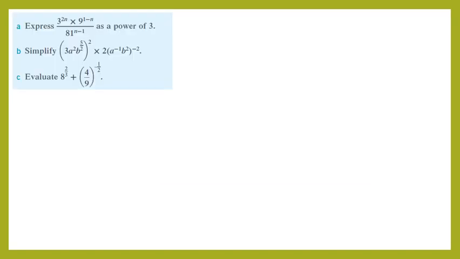So express 3 to the power of 2n times 9 to the power of 1 minus n divided by 81 to the power of n minus 1, as a power of 3. So what we need to do first is to convert each one to the power of 3. The first one's already in terms of the power of 3, so we can leave that. Now 9 is 3 squared, and you have 1 minus n. 81 is 3 to the power of 4, all to the power of n minus 1.